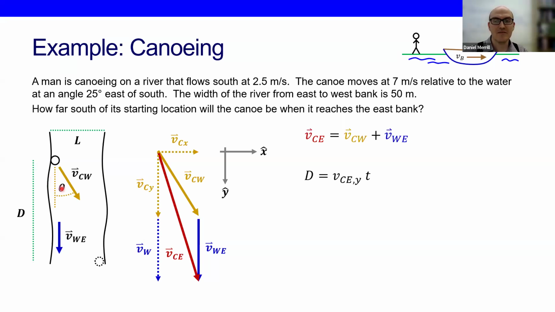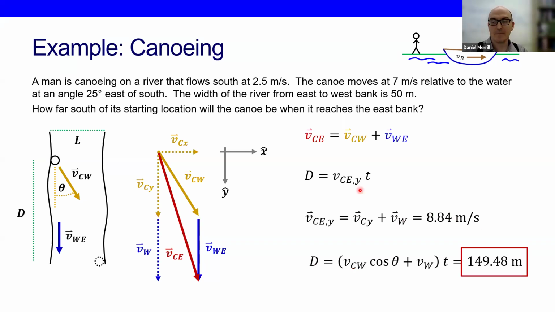So I want to take 7 meters per second times cosine of 25 degrees. This is 7 meters per second times cosine of 25 degrees. This is 2.5 meters per second. When I put those together, I got 8.84 meters per second. And then if I plug that in, here's the full math. I got 149.48 meters.